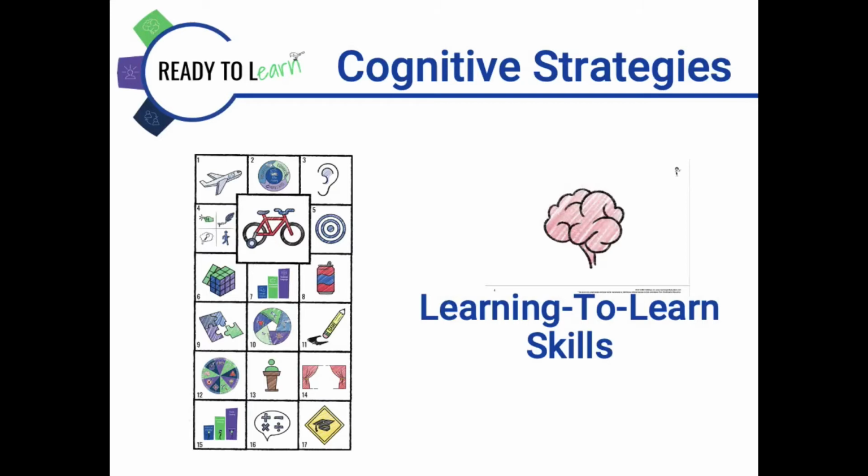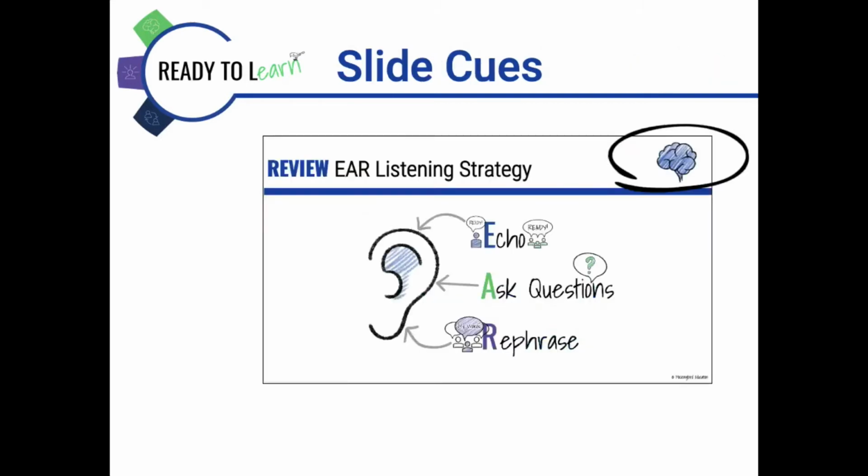Now, when you're in the slides, you will see a little brain in the top corner of the slide deck. That indicates that it's a learning to learn resource. Right here, for example, there's a little blue brain. This means that when you're teaching this skill on this particular slide, if you refer to that Cognitive Strategy Guide, they'll provide more explanation about how to use that particular learning to learn skill.